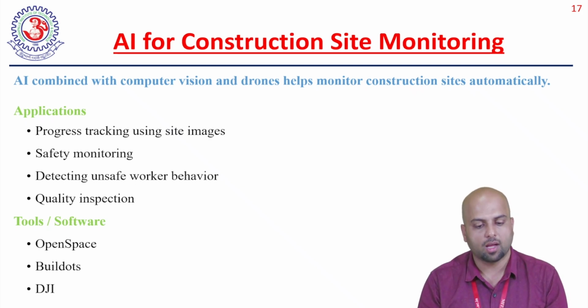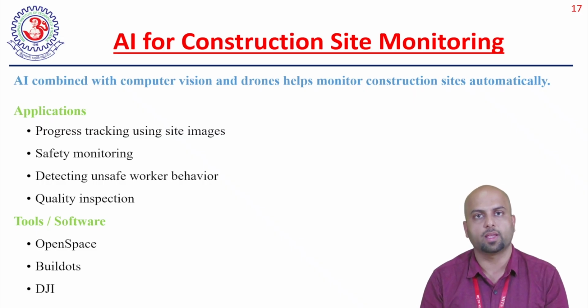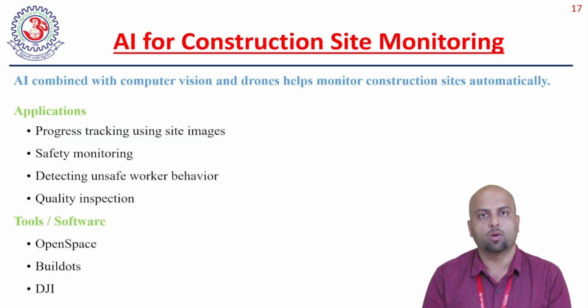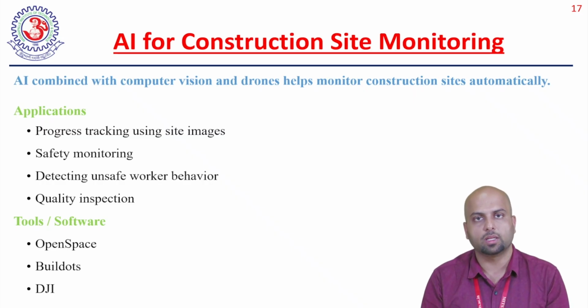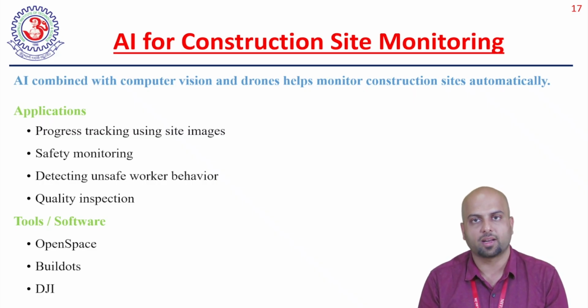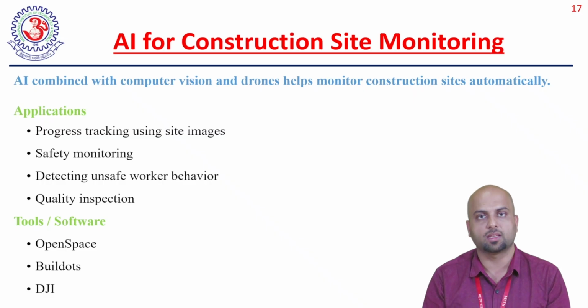Here we capture images from the drones and they are fed to the AI tools. They will detect whether the work is going smoothly or not. We can monitor the site surroundings. So, the different applications are progress tracking using site images. The site images will be captured using drones, and these images will be analyzed using AI algorithms.